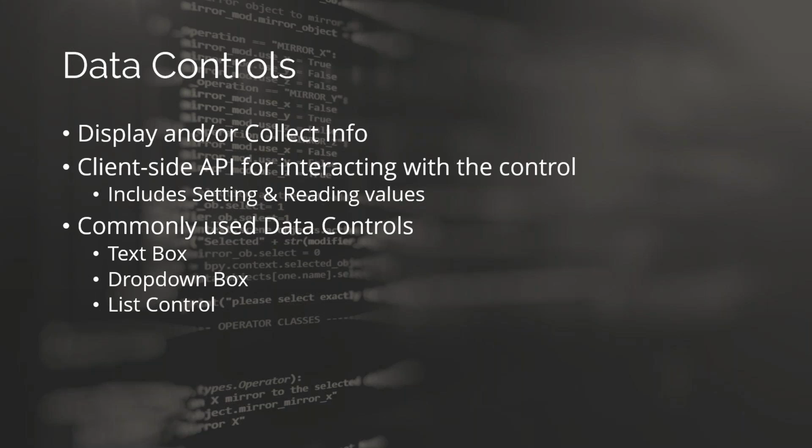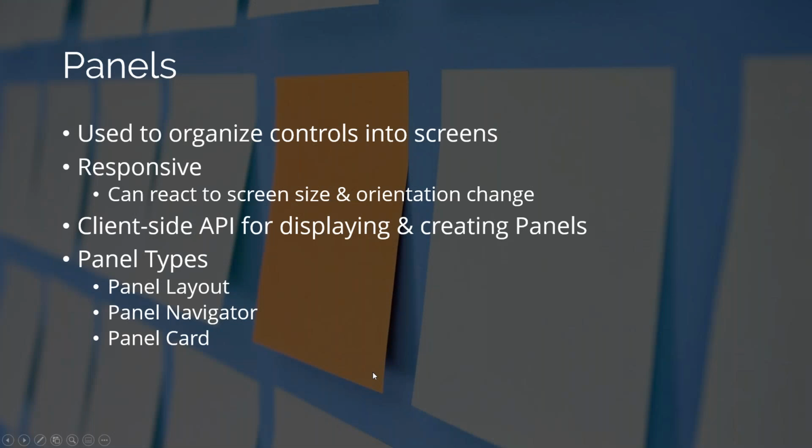Some of the common data controls that you might see are a text box, drop-down box, checkbox, list control. A map is a data control. Really anything that you can display or collect data from.